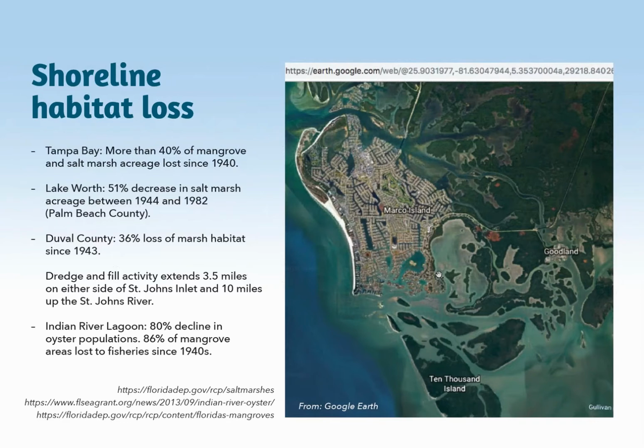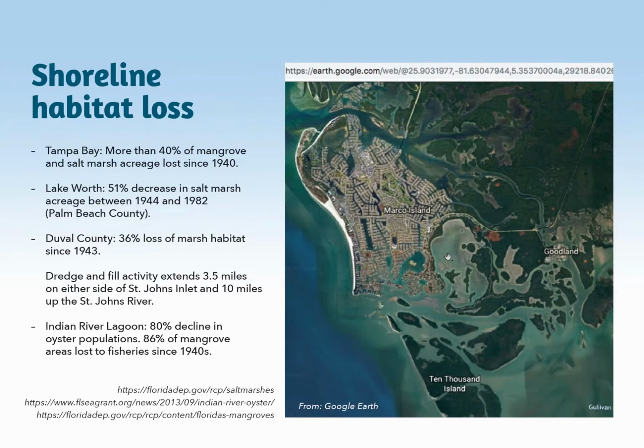between 1944 and 1982. And then Duval County, this is along the St. Johns River. There's been a lot of dredge and fill activity going along up there. And so they've lost 36% of their marsh habitat since 1943. And down in my area, the Indian River Lagoon, 80% decline in oyster populations. And that mirrors the global loss in oysters, which is 85%. So we've got real trouble when it comes to oyster reef populations all over the world.